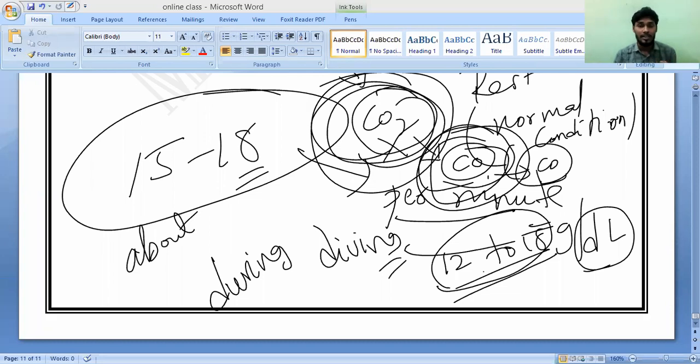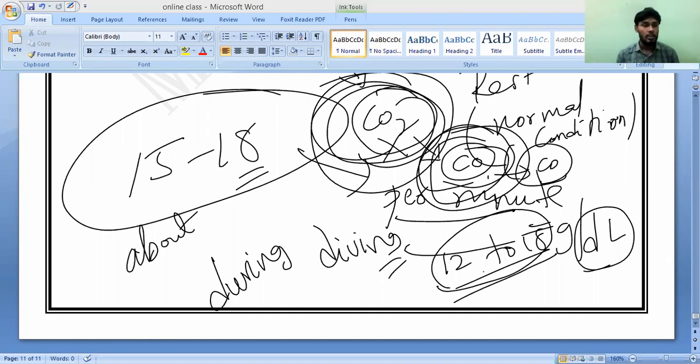Please note it down. The silent killer gas is carbon monoxide. Carbon monoxide is formed whenever fuel burns with insufficient supply of air. If there is no proper supply of air, it will produce carbon monoxide instead of carbon dioxide. So it is very, very dangerous. Not inside our body, I am just saying.